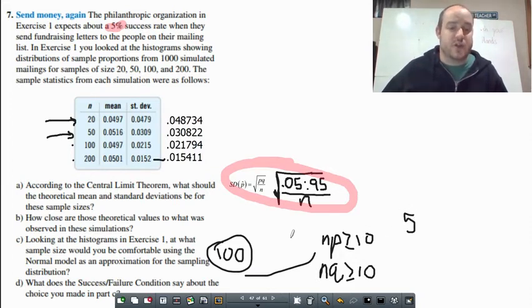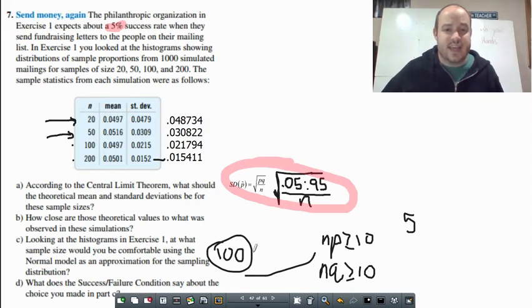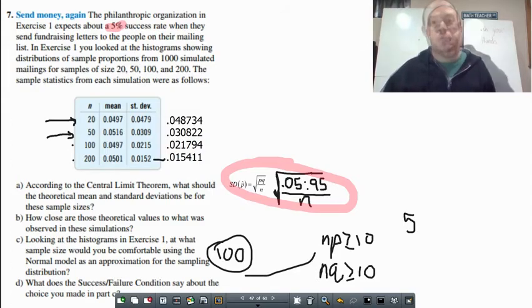Now, if you look at the next sample size we had of the 200, you can see in this case we would be able to say 200 times 0.05 does give us 10. So that would pass that condition. All right, let's go ahead and take a look at our next question.